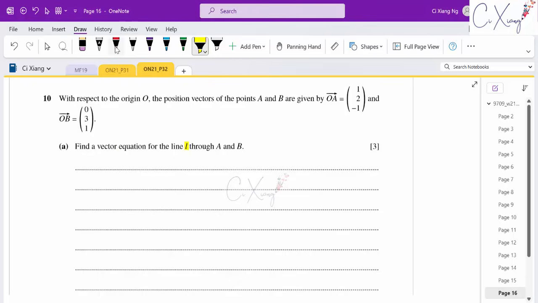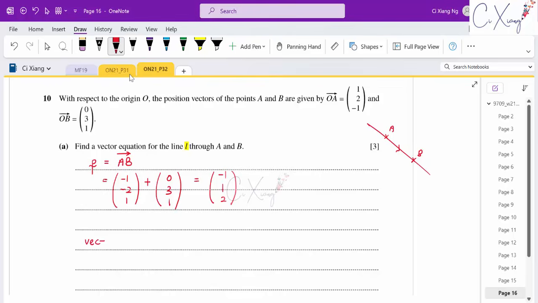So what is the direction of the line in line L? Since the line L passes through A and B, right? Okay, so the direction can be either AB or can be either BA. Okay, so the direction of the line, I will denote it by using P. So P, for this case, I want to use AB, direction AB. So AB means AO plus OB. AO will be -1, -2, and also 1. Then plus OB. OB will be actually 0, 3, 1. So the P that we get from here is actually -1, then 1, and also 2.